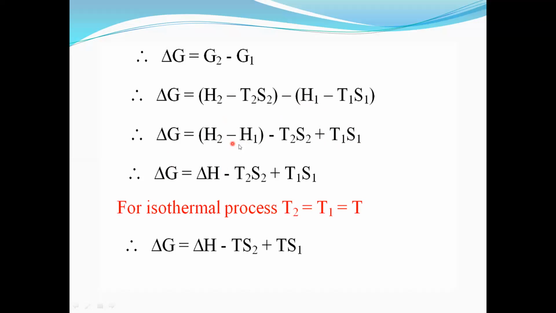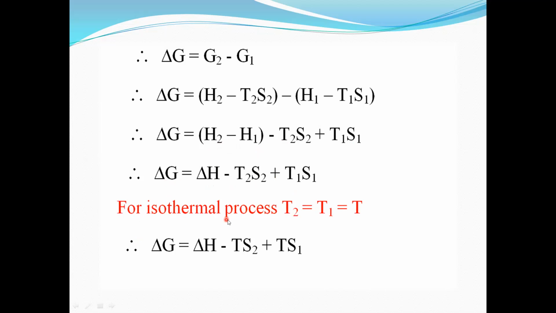Instead of this, what we can write is delta H. So instead of this H2 minus H1, we can write the change in enthalpy. So instead of H2 minus H1, we can write delta H minus T2S2 plus T1S1. So this is the change in Gibbs free energy.